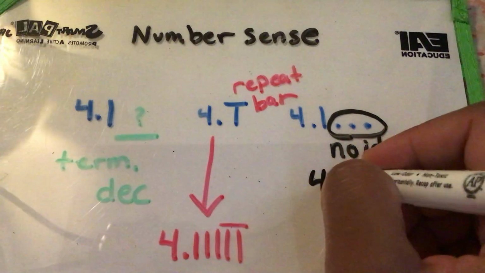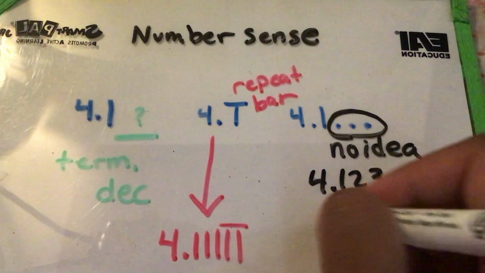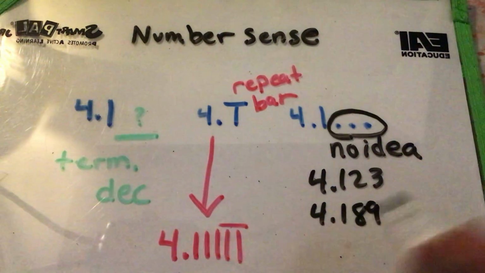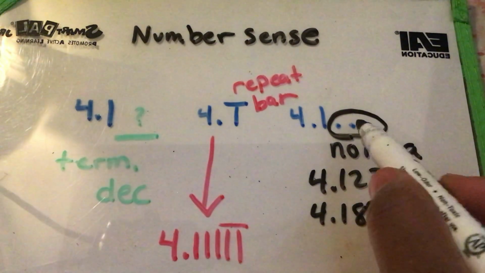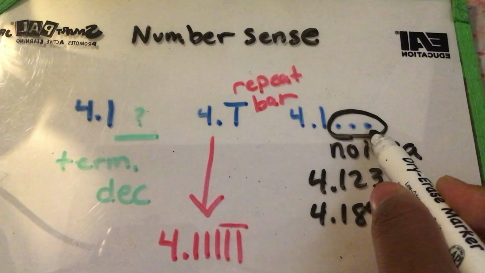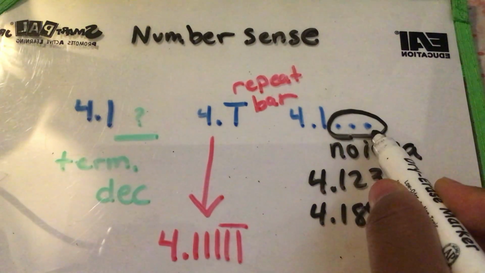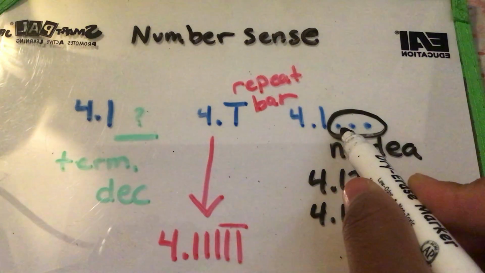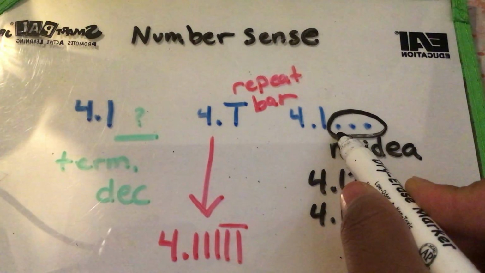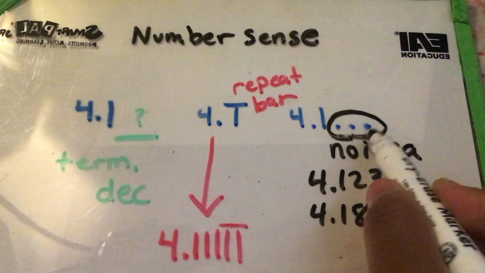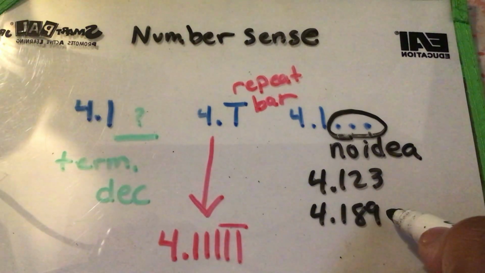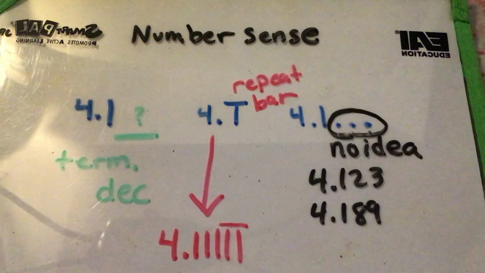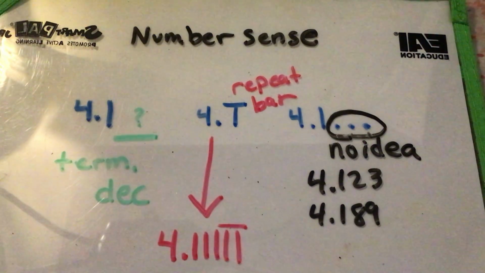I could have a 4.123. I could have a 4.189. I have no idea what's going on afterwards. I call this a dot, dot, dot. The three dots kind of remind you of that ominous sound at the open of classic horror movies. Dun, dun, dun. We have no idea what's happening next. All right, so that's the first thing that I wanted to draw your attention to.